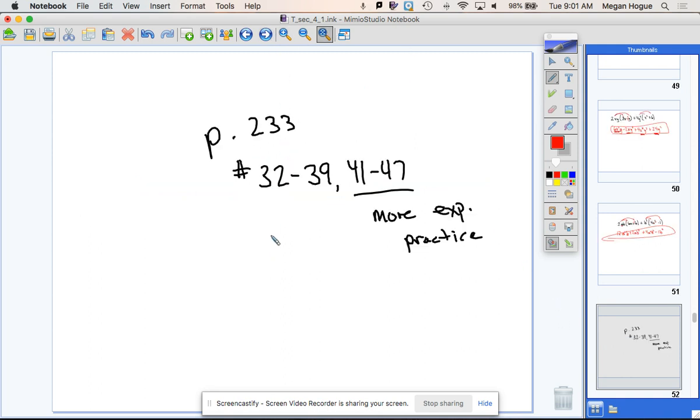All right, your homework. You're going to do page 233, one more day. 32 through 39, that's more like what we were just doing. 41 through 47, it is more of that exponent practice. So more things like 3x squared y to the negative third over 12x to the fourth y to the fifth. So just more practice with that kind of stuff.